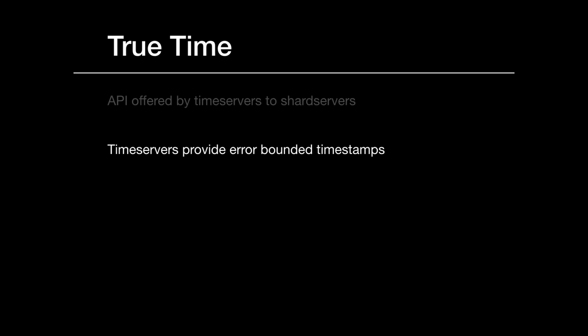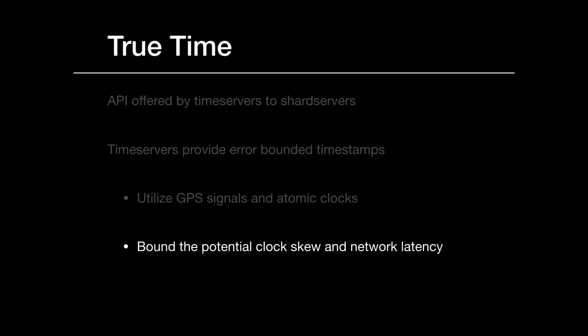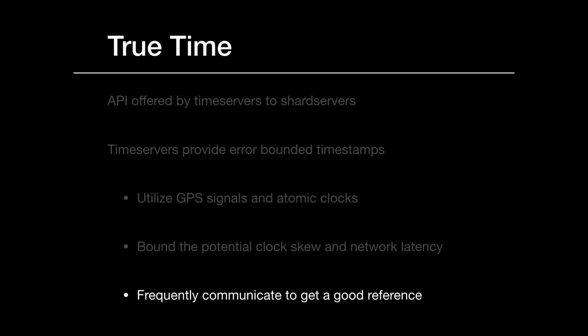So TrueTime is an API offered by time servers to shard servers. These time servers provide an error-bounded timestamp to shard servers. They do this by utilizing GPS signals and atomic clocks. There's two kinds of time servers, one that uses GPS and another that uses atomic clocks. And these time servers try to bound the potential clock skew and the network latency to calculate the uncertainty of what time it is. And these time servers frequently communicate and synchronize with one another to get a good reference and to tell whether they are very far off or not.